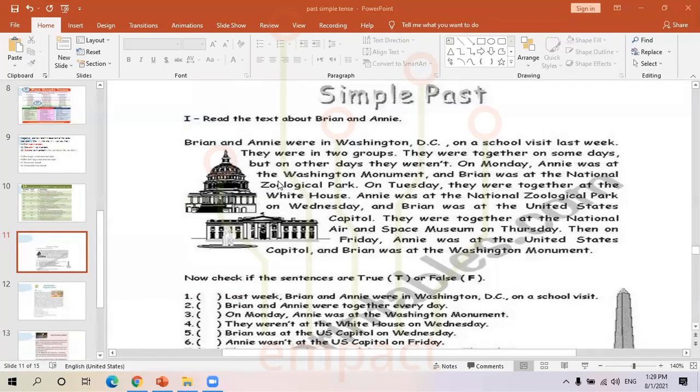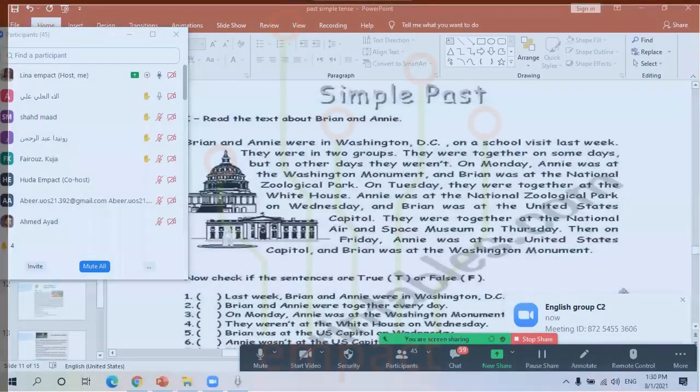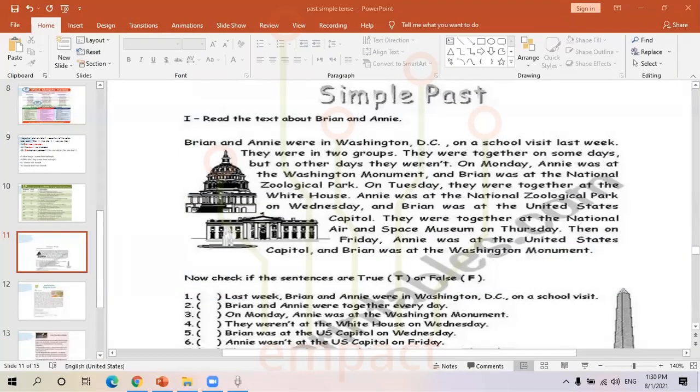Thank you, Zuleikha. I have Ala. Yes, Ala, I don't know if it's correct. Come on, Ala. Annie was at the National Zoological Park. The screen became all black, I can't see. Just a minute.